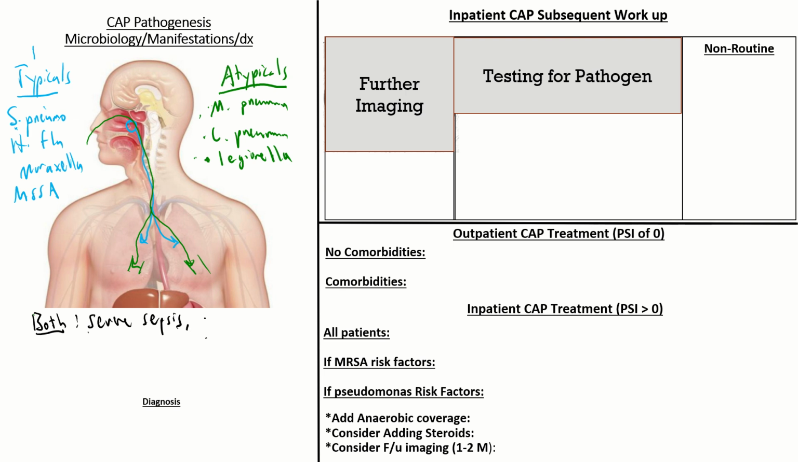And next one, if the patient has had antibiotics in the last 90 days. So always ask your patients, did they get antibiotics? Where were they? Especially if they're hospitalized and they got broad spectrum antibiotics, that makes it much more concerning.